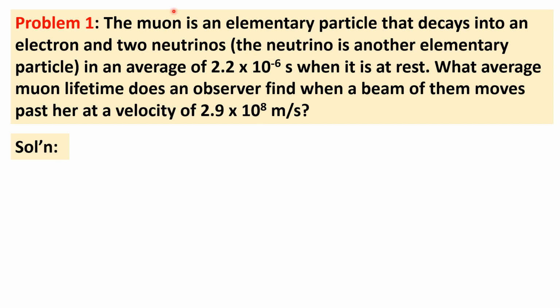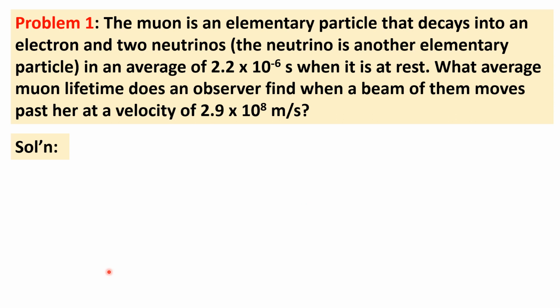For problem number 1, the muon is an elementary particle that decays into an electron and two neutrinos. The neutrino is another elementary particle. The muon decays in an average of 2.2 times 10 to the negative 6 seconds when it is at rest. What average muon lifetime does an observer find when a beam of them moves past her at a velocity of 2.9 times 10 to the 8 meters per second?